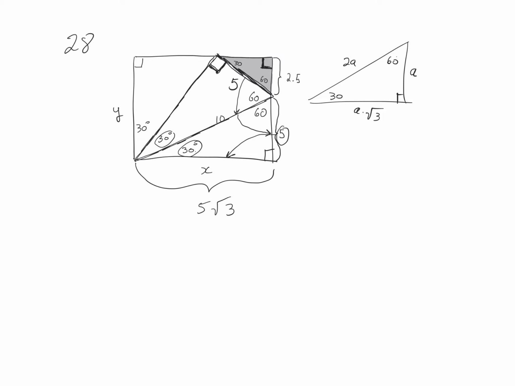So how big is the original rectangle? Well, it's the sum of 2.5 and 5. So it's 7.5 times 5 root 3, which equals 64.95. So 65, and the answer is D.